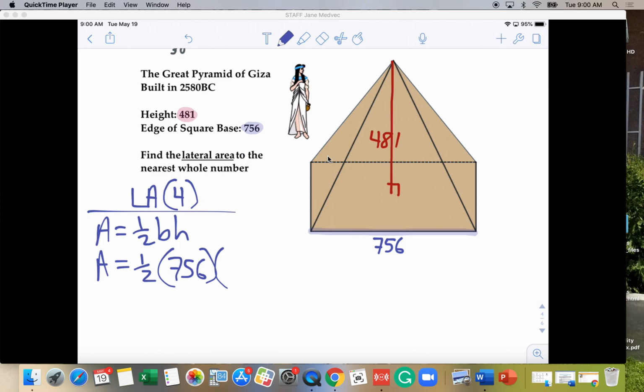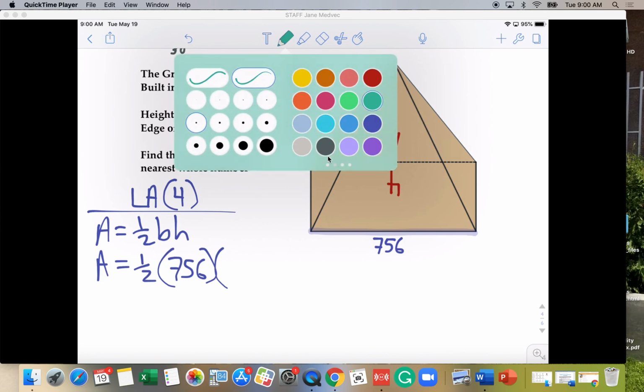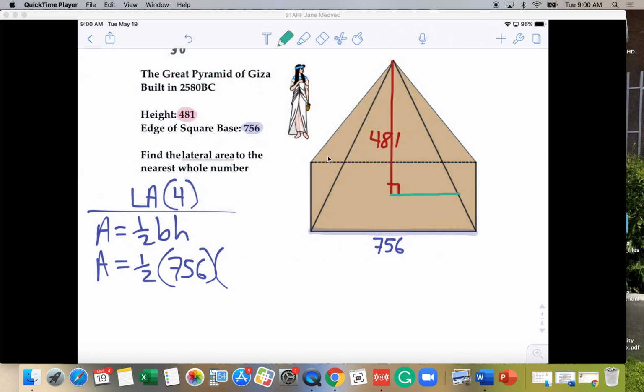So what you're going to do to find this measurement is create a right triangle. You've got that bottom part there. To get that, you take 756 and divide it by 2. When you do that, you get 378. So this is 378.